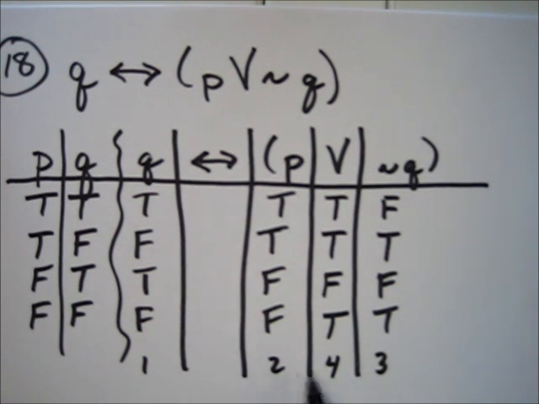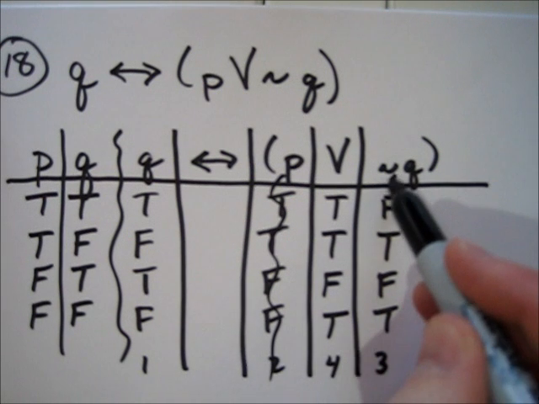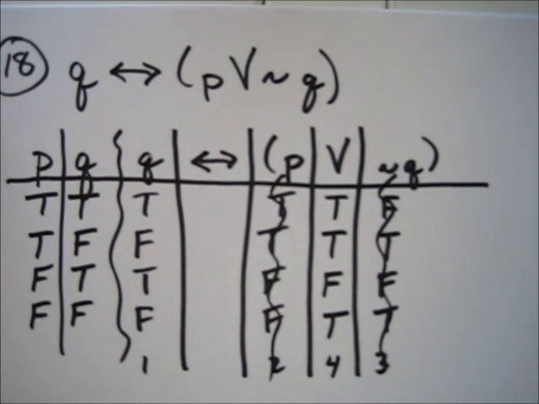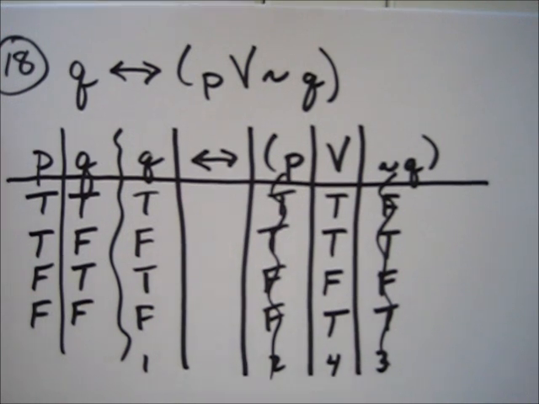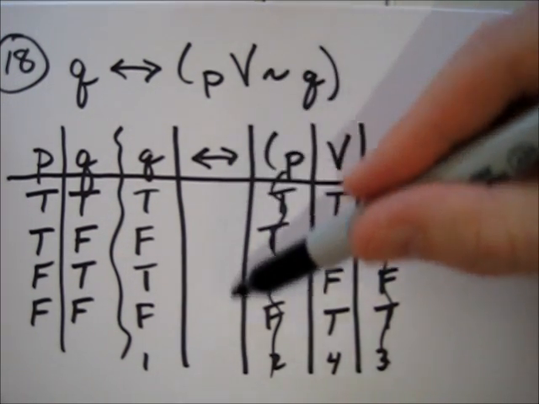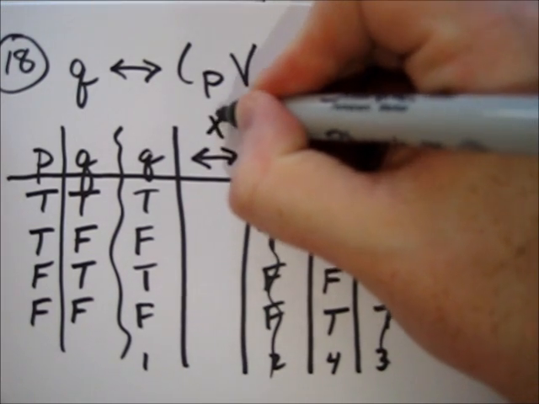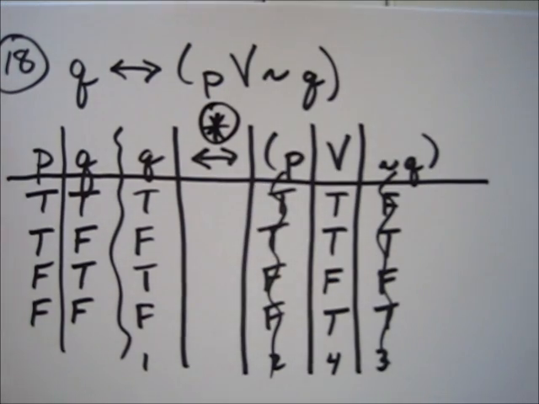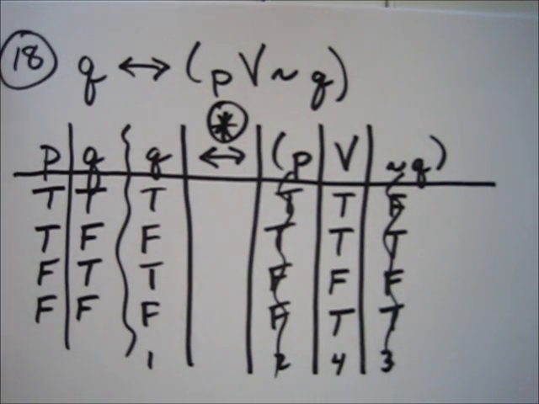Now since I used columns 2 and 3 to create column 4, I will never use these columns again, so if you want to draw a line through them so as not to confuse yourself, that's perfectly all right. So the last thing I have to figure out is the biconditional. And this is going to be my answer column since it's the last column I fill in. And the only two columns I have to compare that I haven't marked out are columns 1 and 4. So those are the two I'm using to work with the biconditional operator.